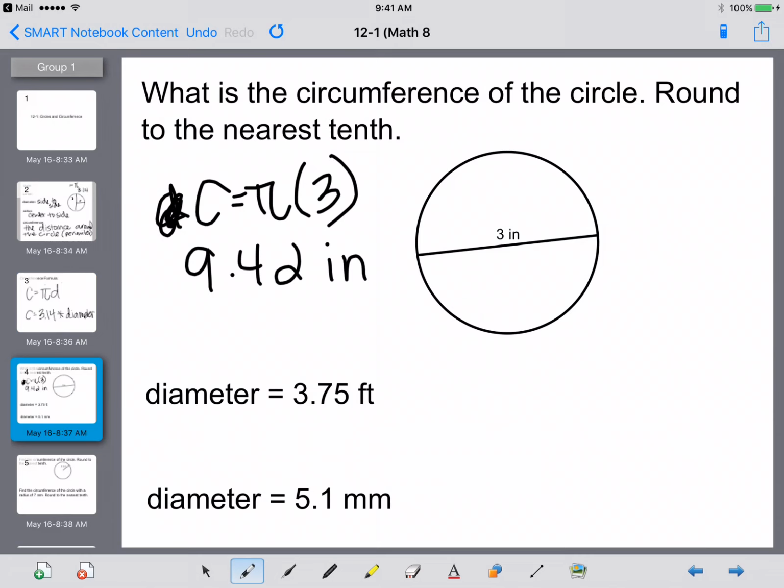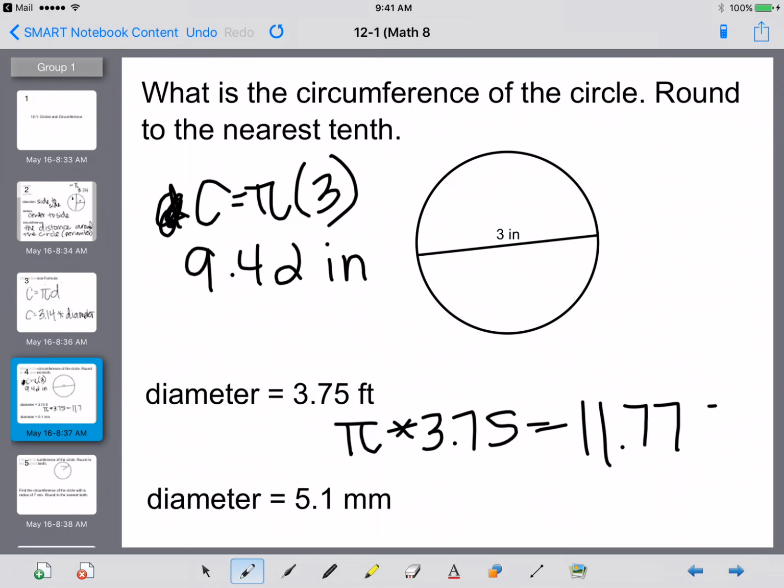Down here, our diameter is 3.75. We just plug it into our formula. Pi times 3.75. So I'm typing into my calculator here, 3.14 times 3.75. Oops, and I typed it in wrong. And I end up with 11.775. And my label is just feet.